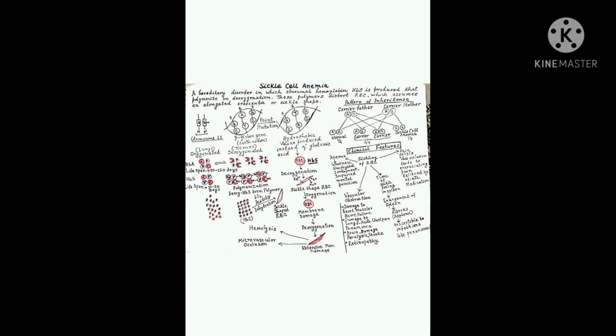Apart from this, because of the sickling, the shape of the RBCs has become sickle shape, and sickle shape RBCs are not able to pass easily through the blood vessels. They block the blood vessels, they cause vascular obstruction. Now if there is vascular obstruction in the coronary blood vessels which supply the heart muscles, the heart muscle will not get proper oxygen, proper blood, and that can result in heart failure. Similarly, if there is vascular obstruction in the blood vessels supplying the lungs, it can result in acute chest pain.